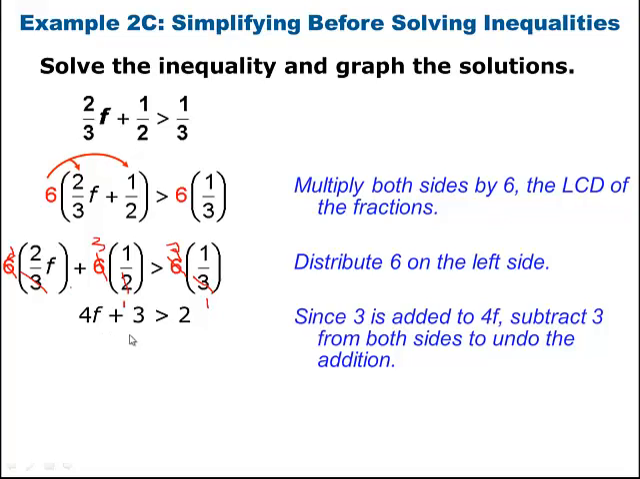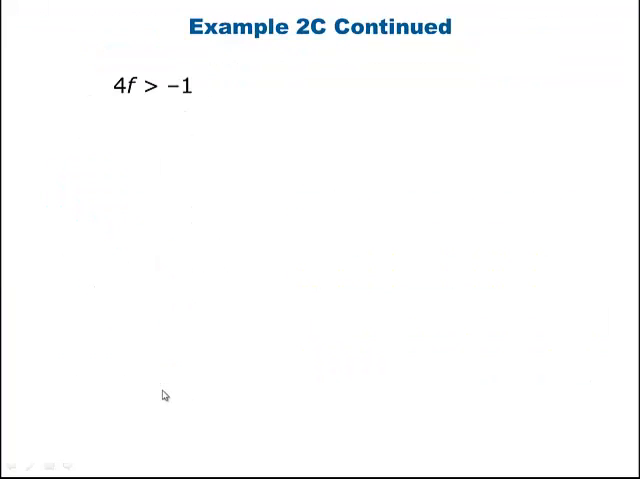Now we look at our equation and we see that 3 is being added to both sides. To undo that, we're going to subtract it. So we have 4f is greater than -1. This is where you need to be a little bit careful. We're going to isolate the f by dividing by 4 because 4 is multiplying the f. Even though there's a negative sign in here, we are actually dividing by a positive, so the inequality will not change.